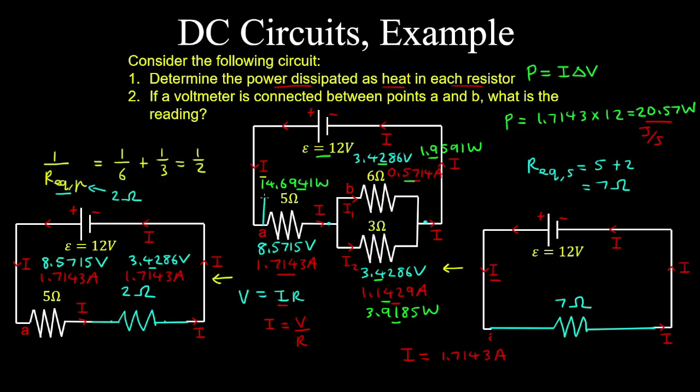Now if you attach a voltmeter between point A and point B, what is the reading? Well, remember that we don't consider the resistance of a wire, which we treat as negligible compared to the resistance of the resistors in the circuit. So therefore the voltage drop between these 2 points is really the same as the voltage drop across this first resistor, which is 8.57 volts. And that's the reading you'll get on a voltmeter, which is connected in parallel to this resistor.